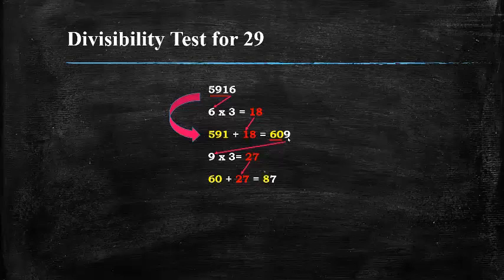But still, if you are not confident, I'm just going to multiply the value 7 into 3. That gives me value 21, and that will be added with the remaining digit, that is 8. So 8 plus 21 gives me a value of 29. So this number will be divisible by 29.